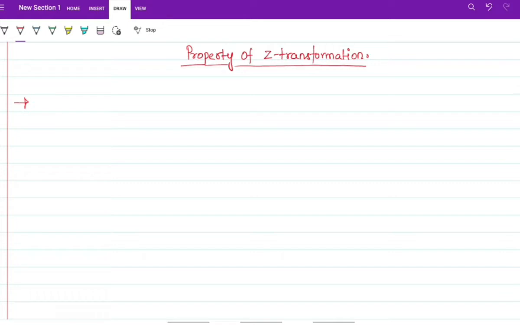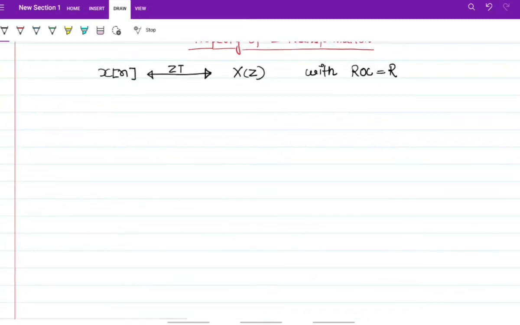So the first property here is linearity. Before that I declare one thing, it is just like a global declaration: the Z transformation of x of n is x of z with ROC equal to R. I am not going to write this statement again and again in every property. You can take this as a declaration that the Z transformation of x of n is x of z and ROC is R. If we write x1 of n here, then you can figure out that the Z transformation of x1 of n is x1 of z and ROC will be R1. Now we start with our first property, that is linearity.